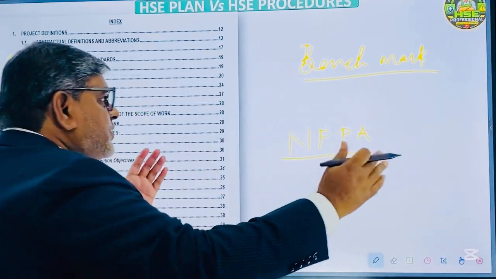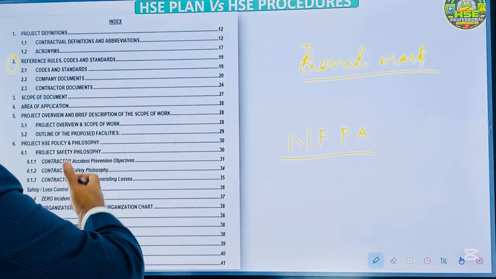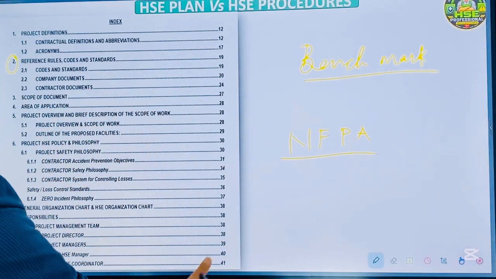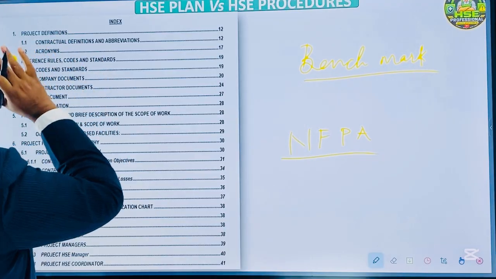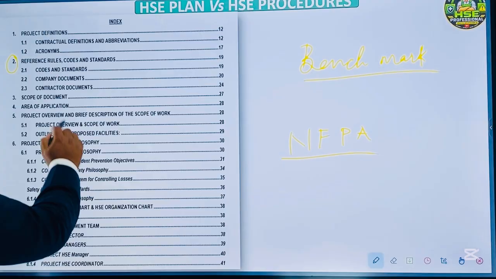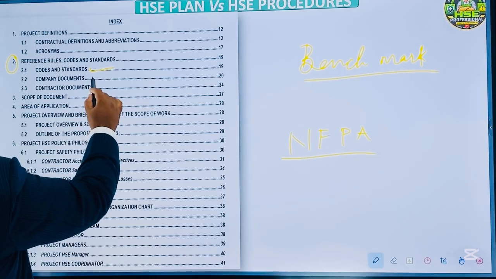Benchmark to prepare both documents, client document and contractor document. Client document will be the principal document. Based on that, this procedure will be developed. This plan will be developed. Okay. Then codes of a standard, company document.